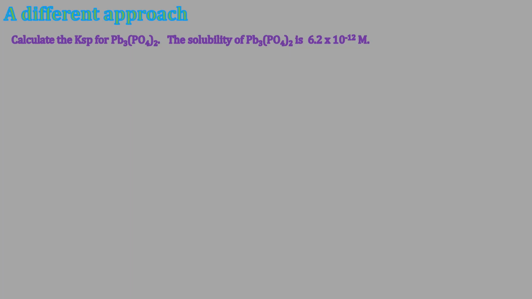We're going to calculate the Ksp for lead 2 phosphate, and this time we're given the solubility. So this is x, and we want to find the Ksp. So I'm going to go ahead and write my reaction, and that's one of those things that I suggest you do even if it's not asked of you. Now on the AP test, they usually give those to you now, so you don't really have to worry about it, but you know.